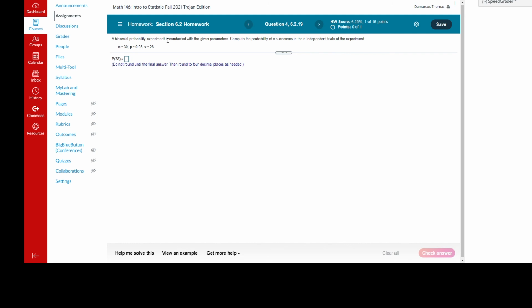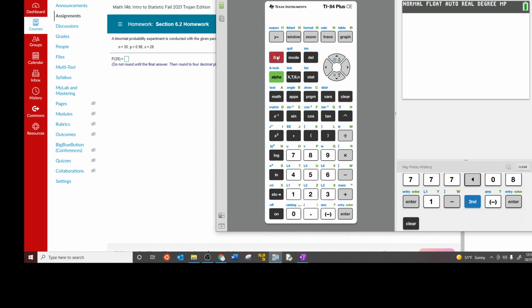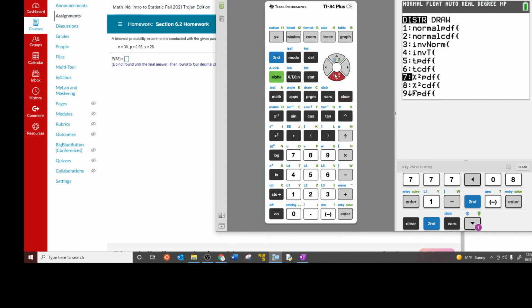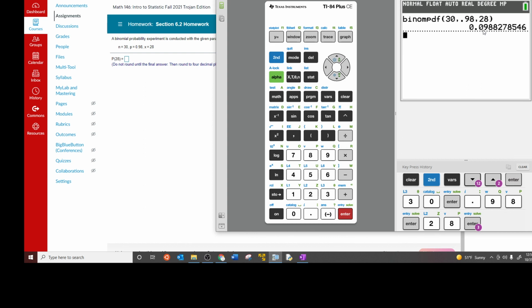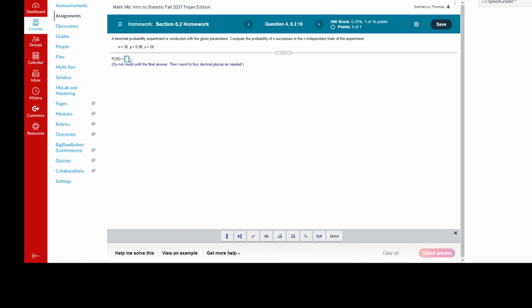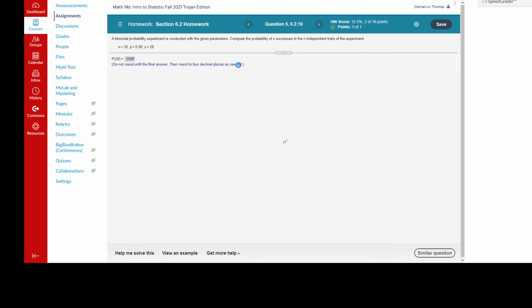A binomial probability experiment is conducted with the given parameters. Compute the probability of X successes in the N independent trials. And this is just geared for the calculator, so I'm going to demonstrate how you would actually solve this. You're going to go over to second distribute. You're going to go all the way down to binomial PDF. And then we're going to enter in the data. There's 30 trials. The probability is 0.98. And the X is 28. And I got 0.0988. We rounded it to 4 places and we got the answer.